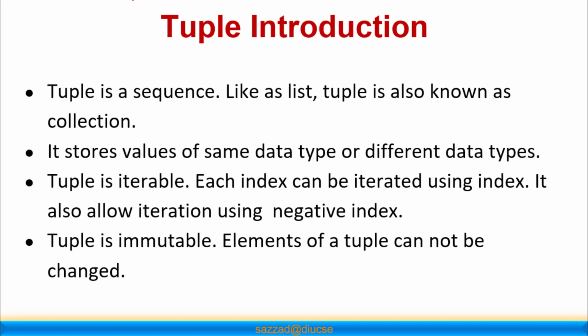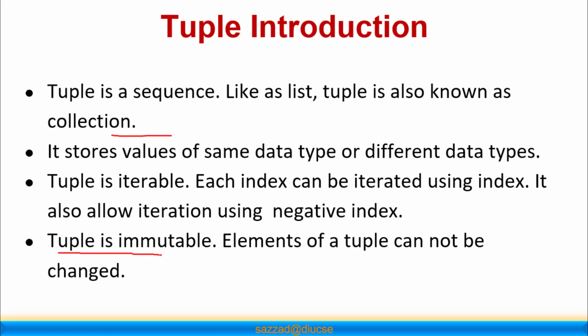Okay, let's continue. So now tuple introduction. Tuple is also a sequence. Just like list, tuple is known as a collection. It stores values of the same data type or different data types. So it is also allowed to store elements of different data types. Tuple is iterable. Each element can be accessed using an index. It also allows iteration using a negative index. So it works exactly as we have seen in list. It works with a negative index or a positive index as well.